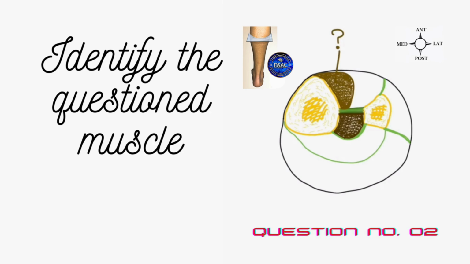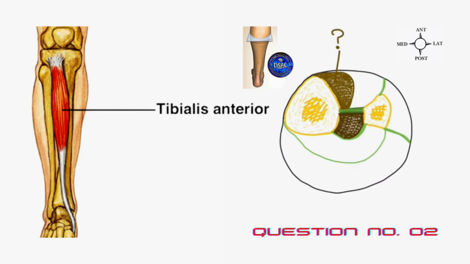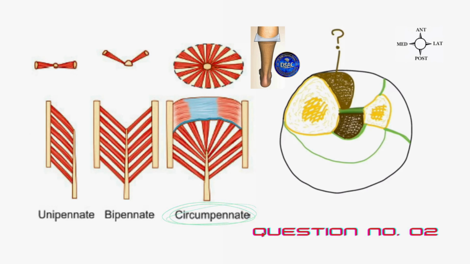Identify the questioned muscle. This muscle is tibialis anterior. It exhibits a multipennate, specifically, a combination of circumpennate and unipennate arrangement of muscle fibers.